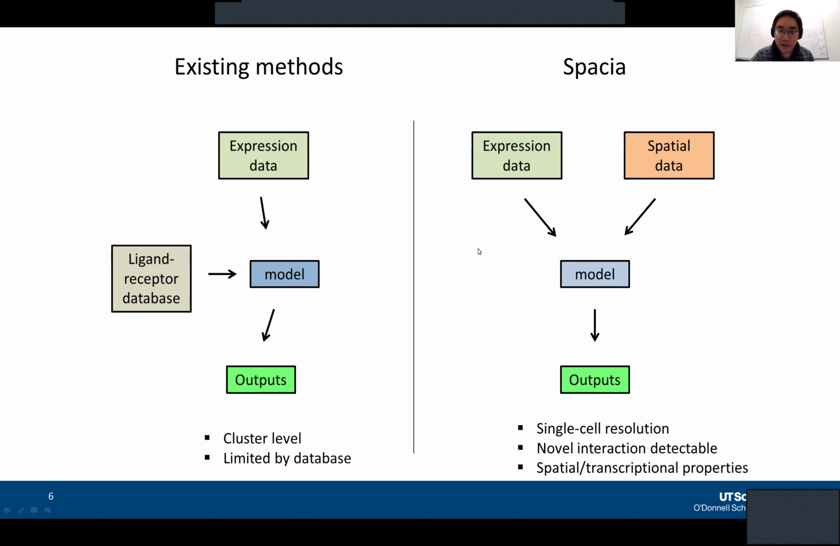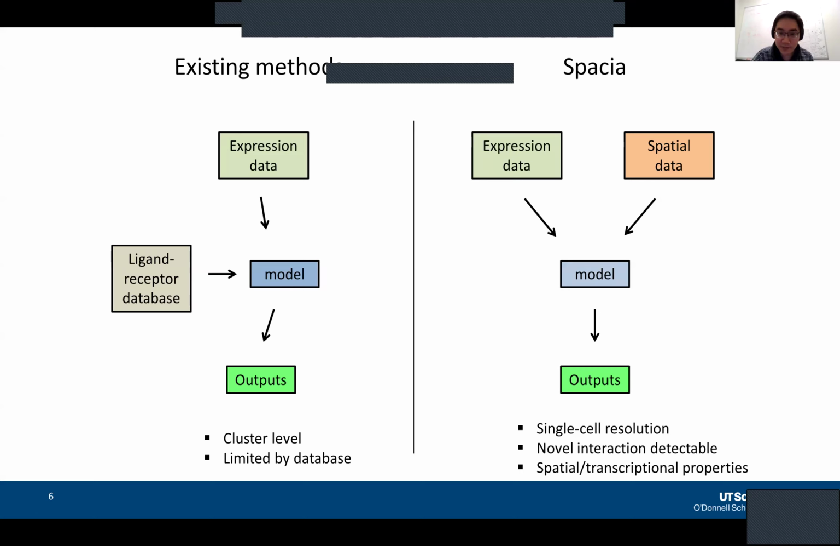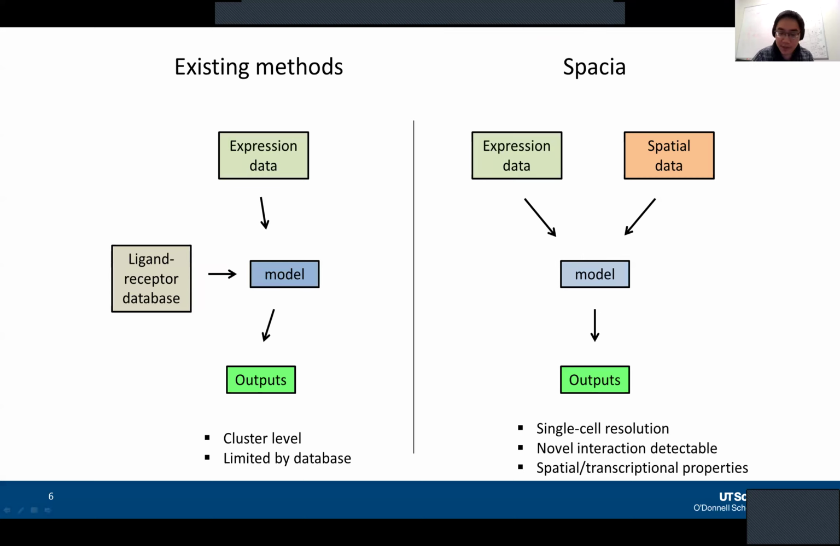So with our model that we call Spacia, we decided that maybe we can make use of the extra spatial information from spatial transcriptomics to model this process of interaction from scratch. So we get rid of the existing knowledge. We discard the ligand receptor database, and we build a model that just uses the spatial distances and the transcriptional information from the data to model interactions, only using that information.